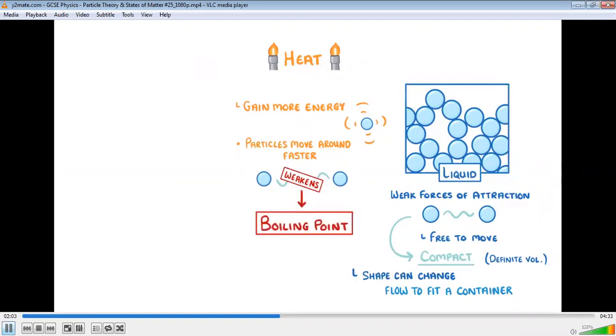Once we reach the boiling point, the particles will have enough energy to break the bonds altogether, and so the liquid boils or evaporates into a gas.